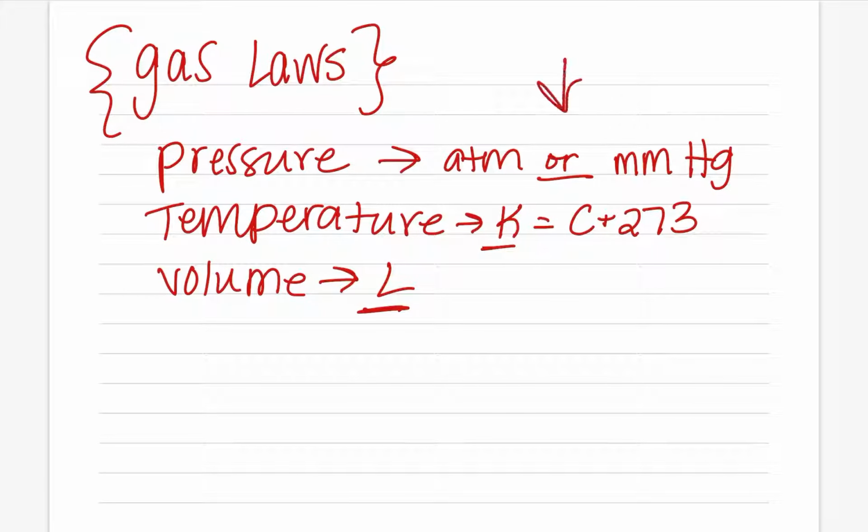Same for pressure, but for the most part, I'm pretty sure all the problems that we're going to be working on are already in ATM or millimeters of mercury. You might see something that says STP, and in the notes it says it very briefly towards the end of the PowerPoint. This is standard temperature and pressure: your pressure is going to be 1 ATM, and your standard temperature is going to be 0 degrees Celsius, so then you can just convert that into Kelvin.